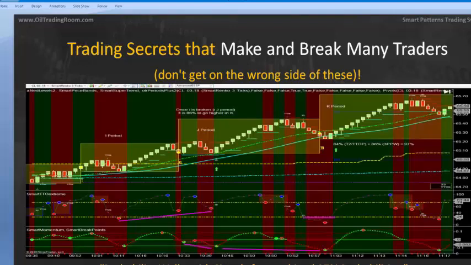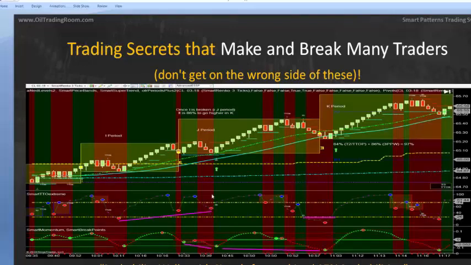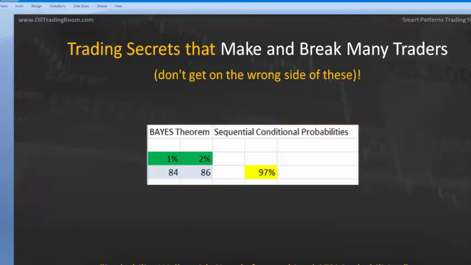Now that one earlier, the probability was even higher. I got 84, 75, and 86. I could key that into the spreadsheet and would get a number like 99 or something like that. But in this particular case, on the second one on the right there, 97%. So if you take that trade, you know you're doing the right thing.